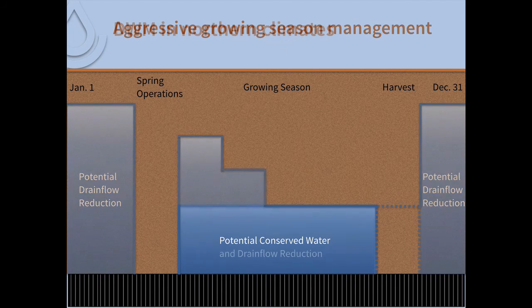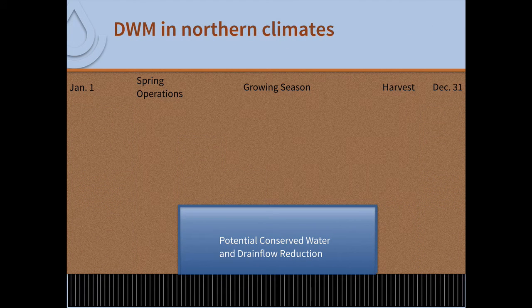Another management scenario is one for northern climates where freezing of the tile and also of the control structure are a concern. If water freezes up in the control structure, in many cases it may be too late by the time the structure thaws out to get adequate drainage for planting in the spring. In this scenario, it's only that potentially conserved water over the growing season that also is the potential drain flow reduction and nutrient loading reduction. Note that this scenario is not currently covered under the Drainage Water Management Standard. However, because of the concerns of the northern states, it has been an active topic of discussion with the Ag Water Management Group.